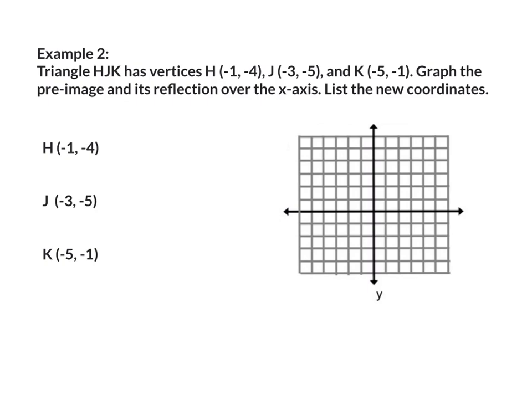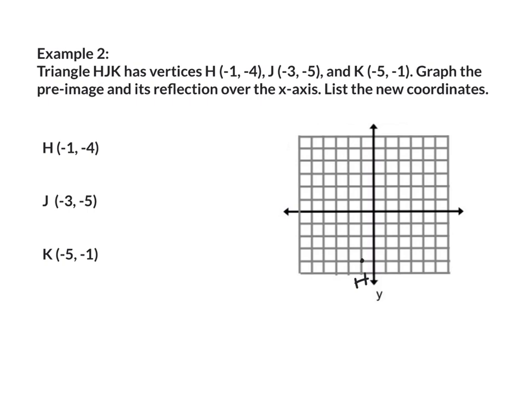Example 2. Triangle HJK has vertices at point H (-1, -4), point J (-3, -5), and point K (-5, -1). Graph the preimage and its reflection over the x-axis. List the new coordinates. So first I'm going to start by plotting my points. So point H is at (-1, -4). I'm going to start at the origin, go to the left 1, down 4. 1, 2, 3, 4.